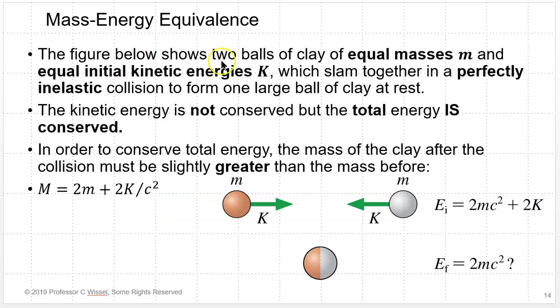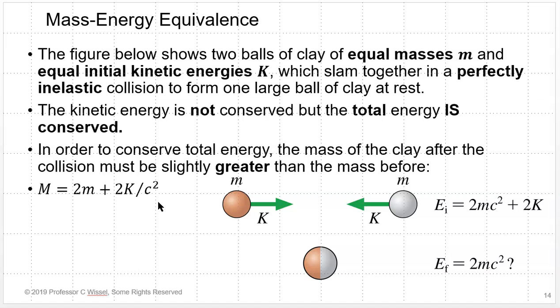The figure below shows two balls of clay of equal masses m and equal initial kinetic energies K, which slam together in a perfectly inelastic collision to form one larger ball of clay at rest. The kinetic energy is not conserved, but the total energy is conserved. In order to conserve total energy, the mass of the clay after the collision must be slightly greater than the mass before. Now, the mass before was just 2m. The mass after is 2m plus 2K over c squared. This is the kinetic energy that has been converted into mass.